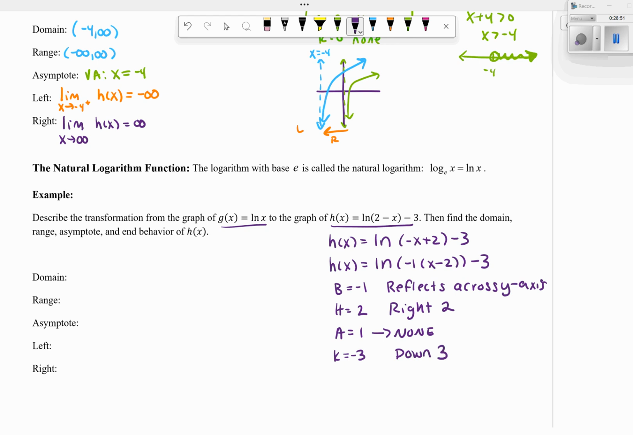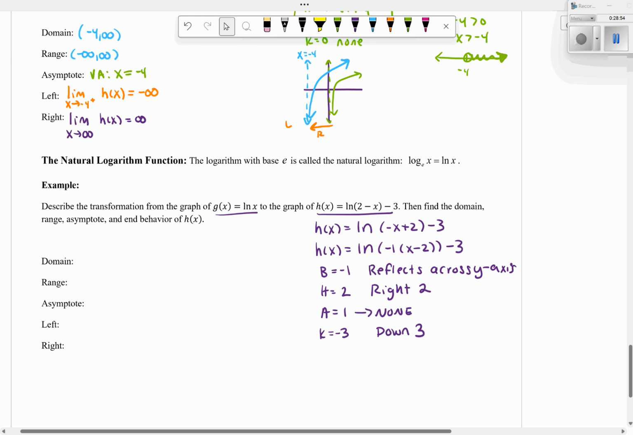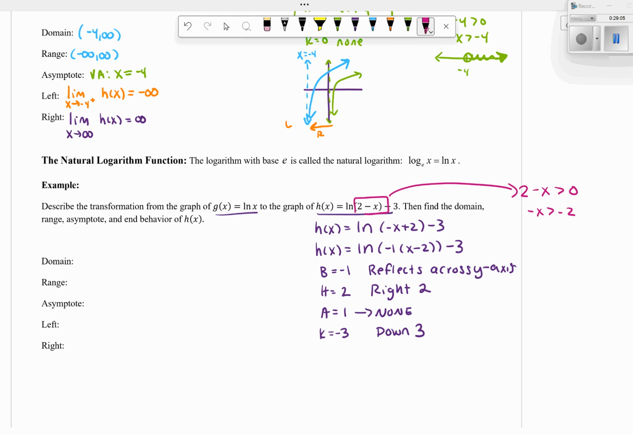For this one, if we want to figure out our domain, let's take the argument and set it greater than 0: 2 minus x is greater than 0. So then -x is greater than -2, and divide by -1. Remember, whenever you divide both sides of an inequality by a negative number, you also have to switch the inequality sign. So this would mean that our x values are less than 2, which goes this way. So our domain is going to be -infinity to 2, with parentheses, which makes sense because we had a reflection across the y-axis. Range is always all real numbers. The asymptote here is a vertical asymptote at x equals 2.